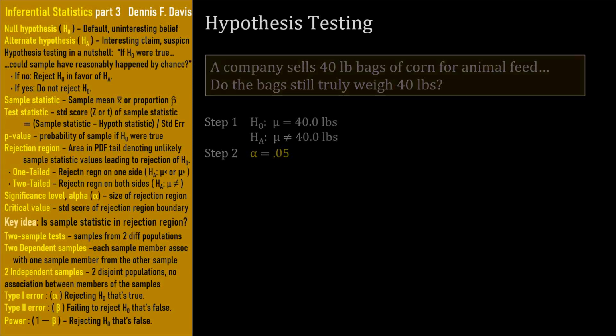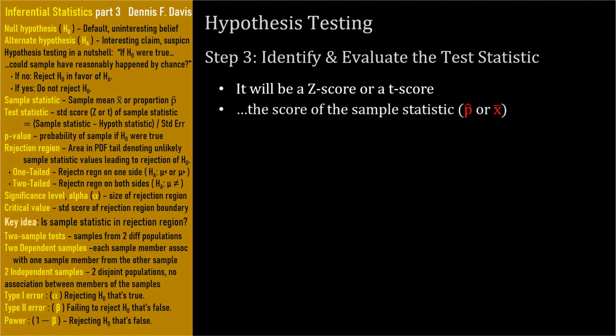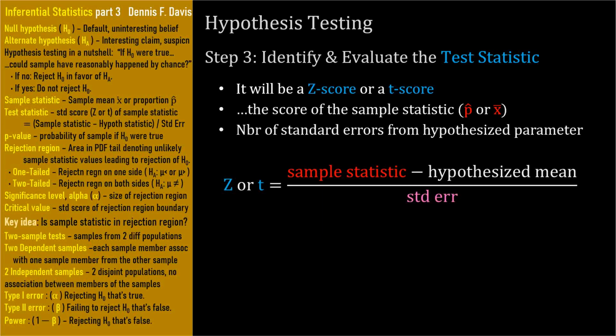The third step in hypothesis testing is to identify and evaluate the test statistic, which will be a z-score or t-score. It's the score of the sample statistic p hat or x bar, which is the number of standard errors that is from the hypothesized parameter. In previous videos, these scores were blue, so we'll continue with that memory aid. Here's the general formula for the test statistic. This should be a review from other videos.